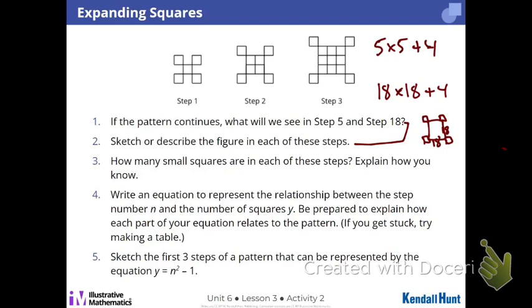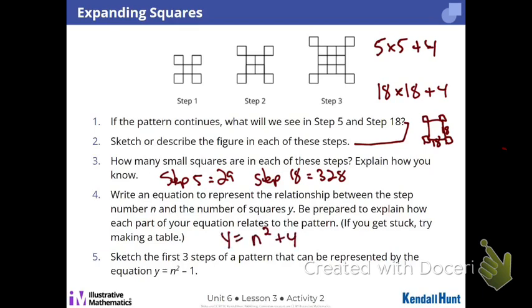No. So, next. How many small squares in step 5? Who can tell me how many? 29, thank you. And step 18? 328. And so who can give me the equation that they wrote that would represent how they change? Sean? Y equals n squared plus 4.